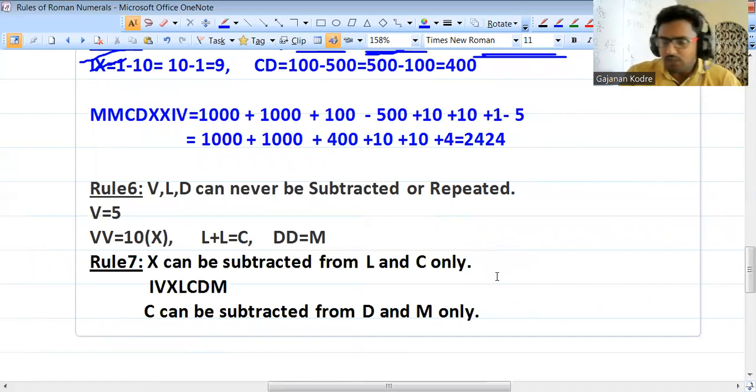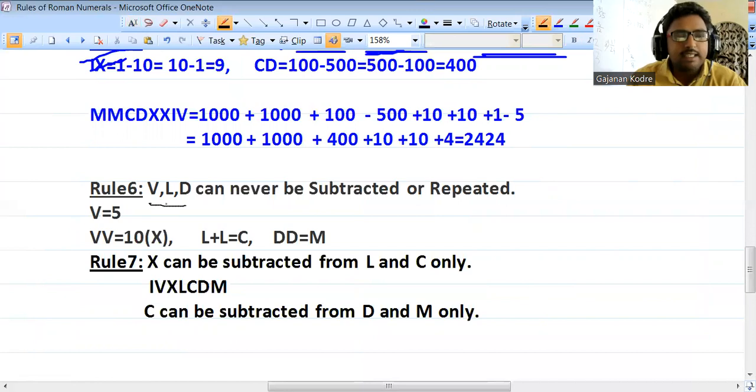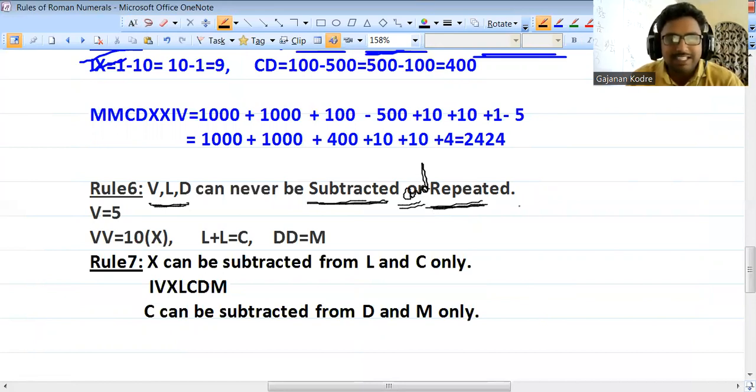Now, let's look at rules number 6 and 7. Rule number 6 says V, L, D can never be subtracted, and they cannot be repeated. Now see, why can't we subtract V, L, D? I'll tell you.